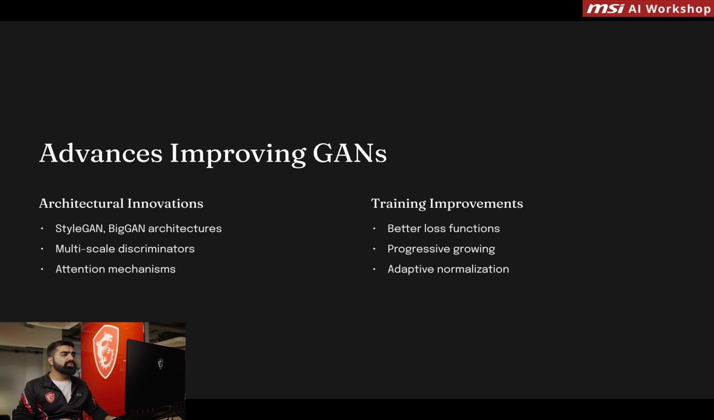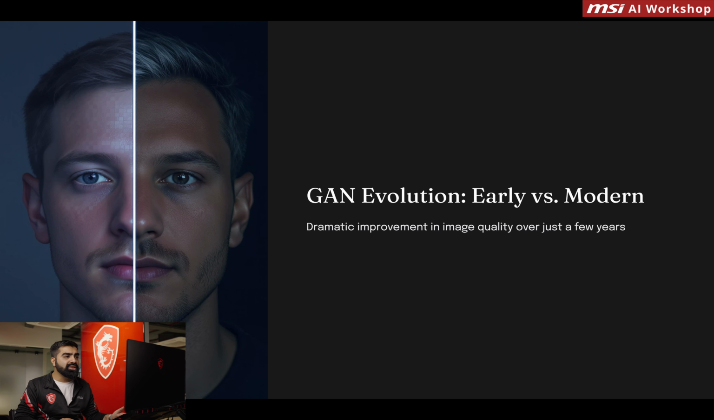And these are some of the architectural innovations, where StyleGAN and BigGAN architectures are more technical in terms of how you can improve all of these things. And then let's look at some of the evolutions, early versus modern. You can see towards the left, these were somewhere around 2022, 2023, where you would see the images which are generated. As you can see, the pixels and everything are way more clear.